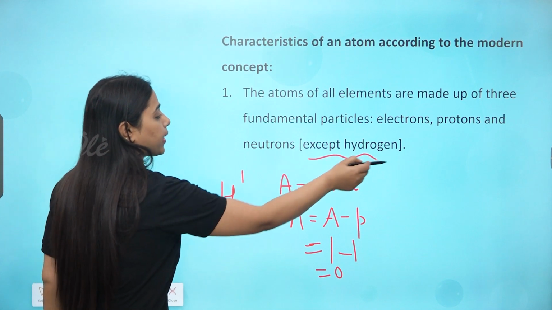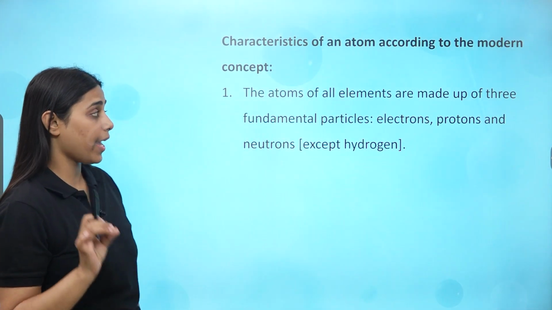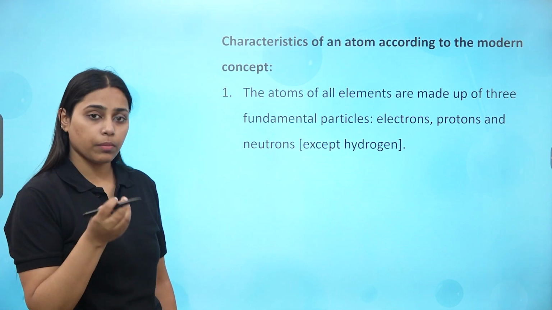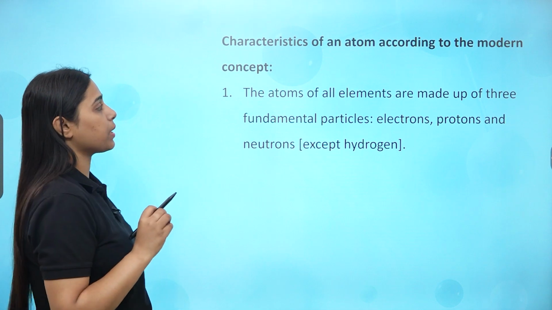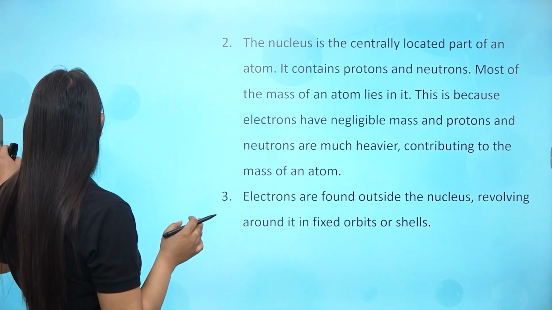So that is why this exception is written, that it has no neutrons. Rest all elements have an equal, not equal, but a number of particles. All 3 particles are present. The nucleus is the centrally located part of an atom.